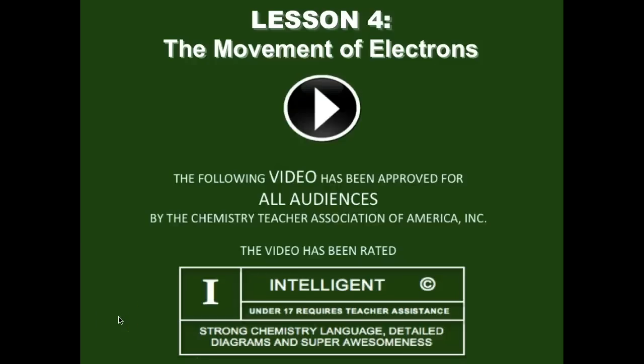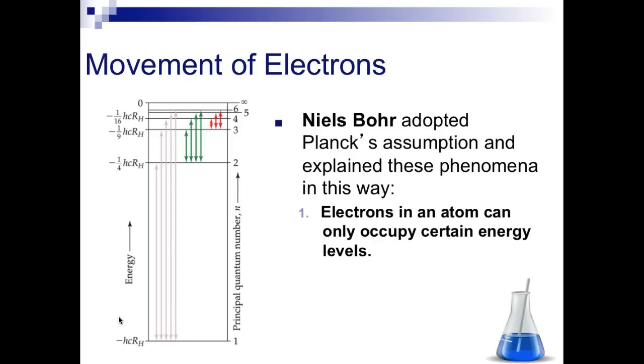All right, guys, let's talk about the movement of electrons, which is going to be lesson 4. So we've talked about the Bohr model, and in the last lesson you drew it. So today we're going to talk about what happens in the Bohr model. Niels Bohr adopted Planck's assumption, and because of that, we were able to explain the following.